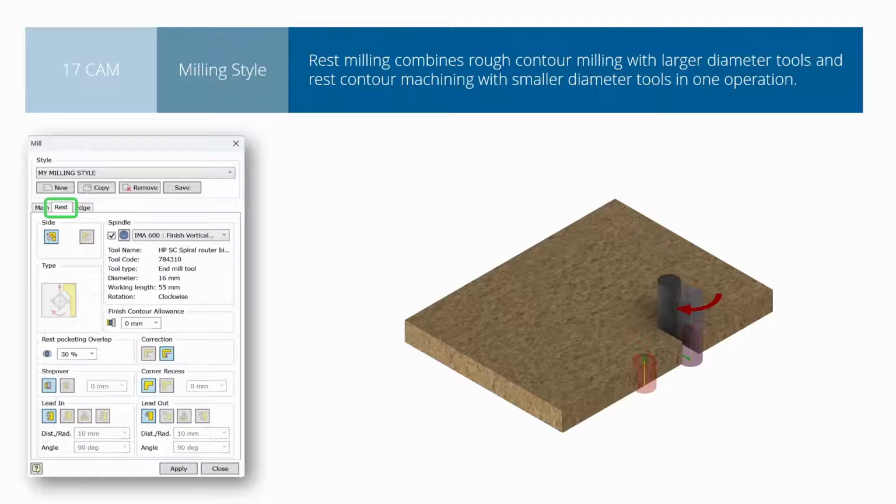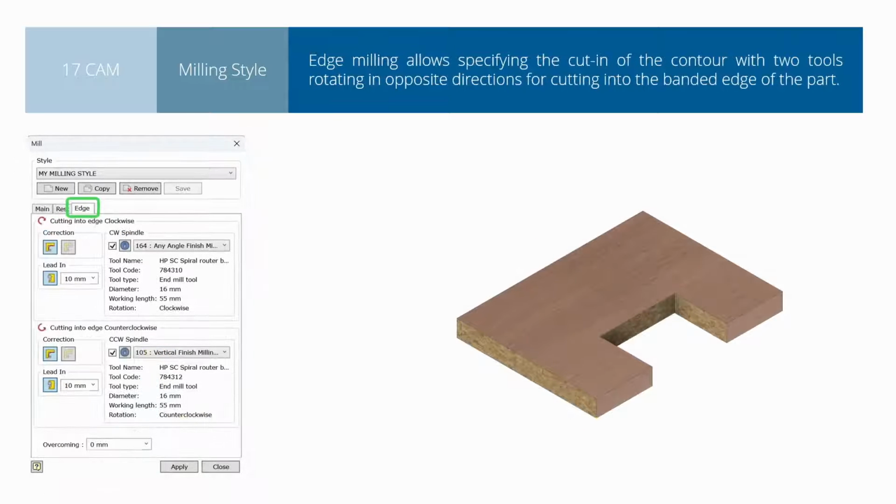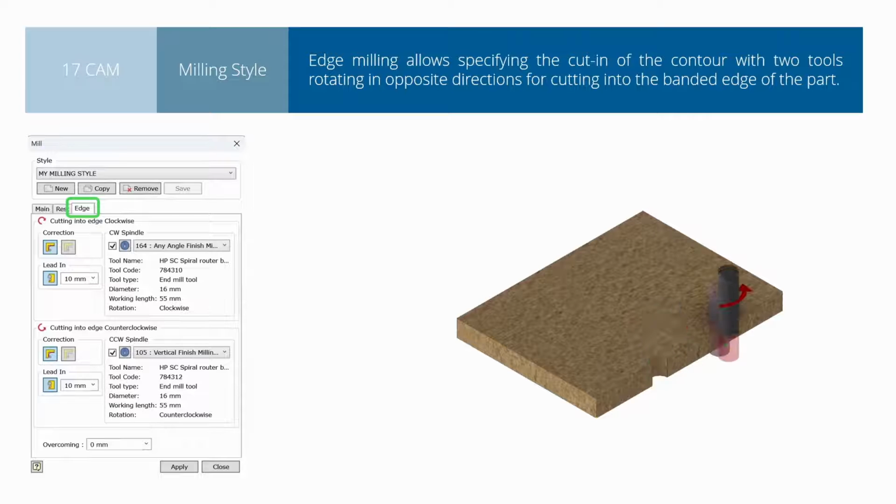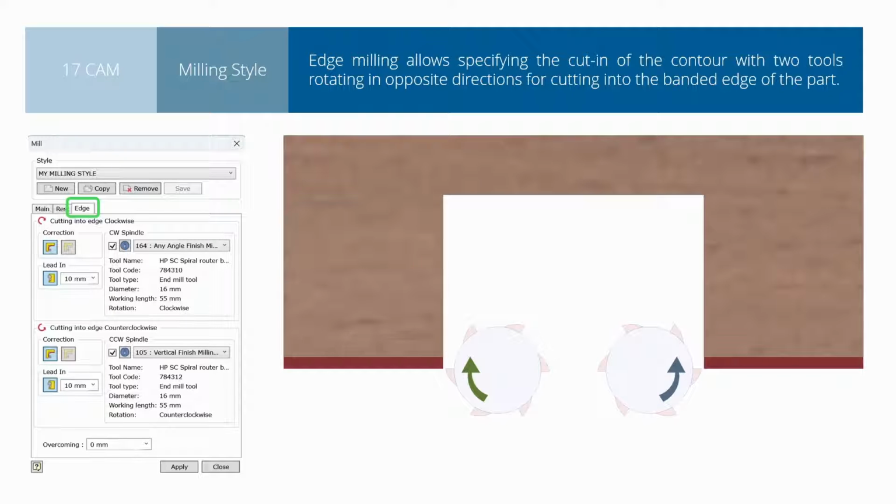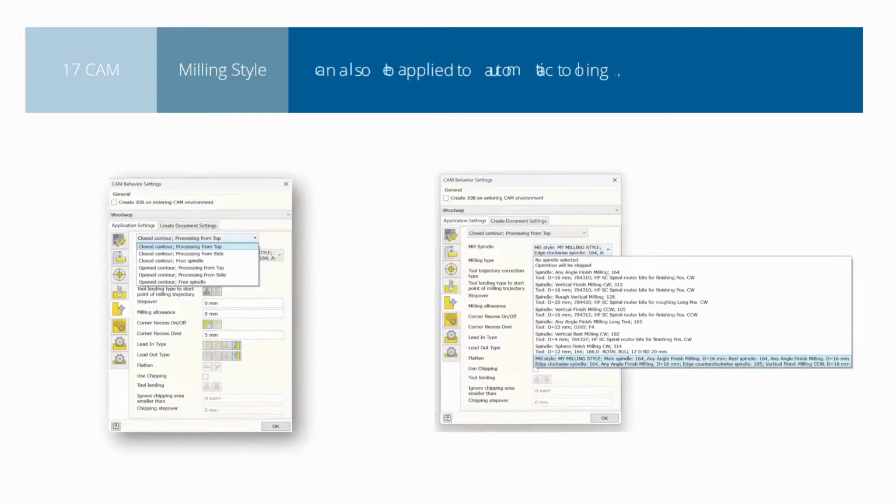Rest milling optimizes machining operations by integrating rough contour milling using a larger diameter tool and rest contour machining with a smaller diameter tool into a single operation. Edge milling safeguards edge banding from damage by employing milling tools with opposite spinning directions. This approach ensures that the saw blade teeth always push the edge banding towards the part. Milling style streamlines automated milling setup by applying not only the tool but also the other associated options.